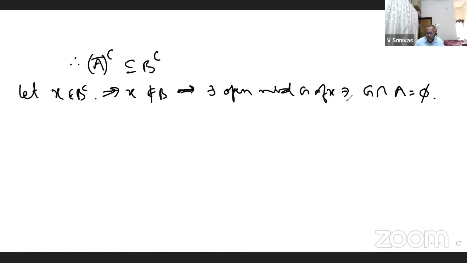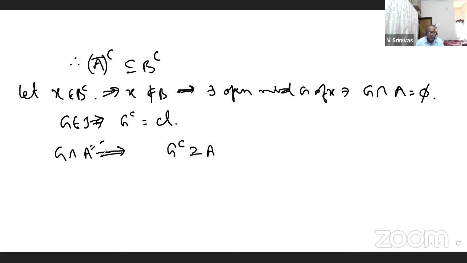Out of this G, I want a closed set. Right? G is an open set, so its complement is closed. So G is open implies G complement is closed. And G intersection A is empty means what? G intersection A is empty implies what? G complement contains A, is it?